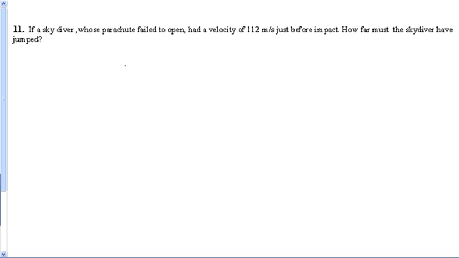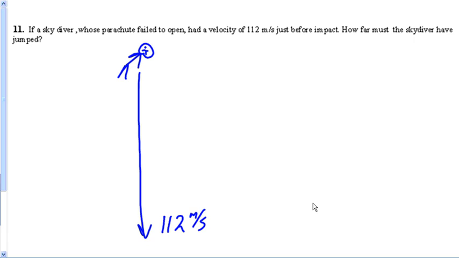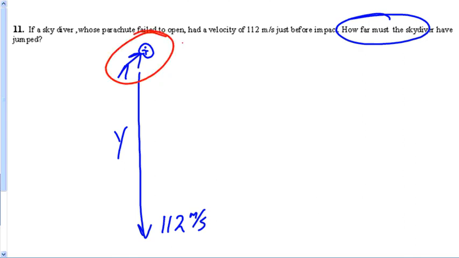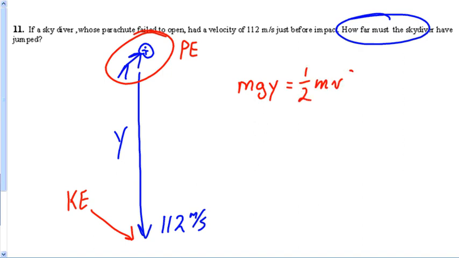Number 11, a skydiver has fell out of a plane, only his chute did not open. And it tells me that he's going 112 meters per second when he hits the ground. And the question says, how far did the skydiver jump? Well, I'm just looking for how high. To do this problem, all I'm going to say is, what kind of energy does the skydiver have up here? He's got potential. What kind of energy does he have down here where he hits the ground? That's not very nice to think about. But anyway, he has kinetic. So what I'm going to do is say that his mgy energy at the top must be equal to his 1 half mv squared energy at the bottom. Now, cool thing about this is the skydiver's mass cancels out.